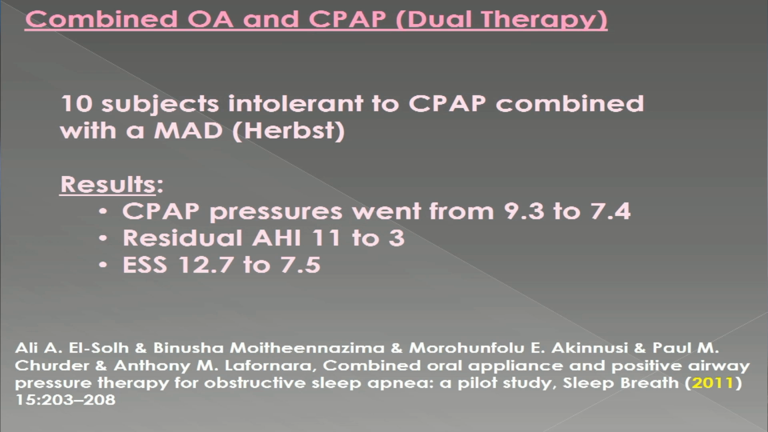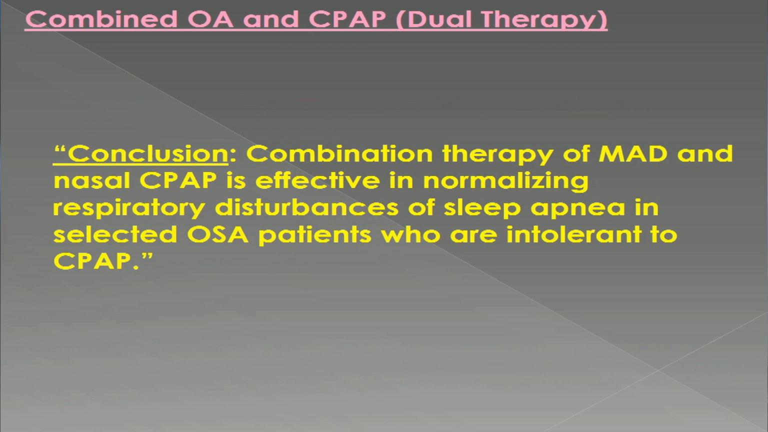His conclusion was, and this was 2011, these are all pretty recent because this is just starting up: combination therapy of MAD and nasal CPAP is effective in normalizing respiratory disturbances of sleep apnea in selected OSA patients who are intolerant to CPAP. So you can see when he published this, they're starting to see indications for combination therapy, and that is one indication to this day, those who are intolerant to CPAP.